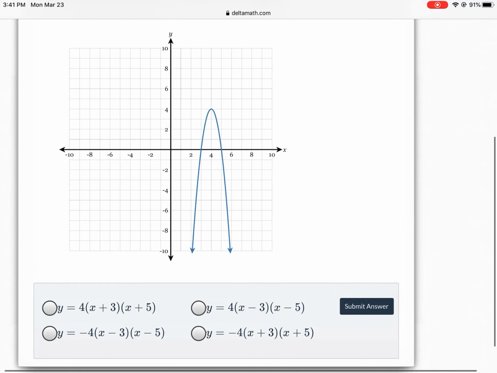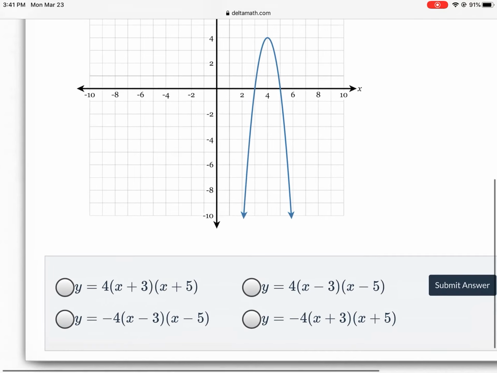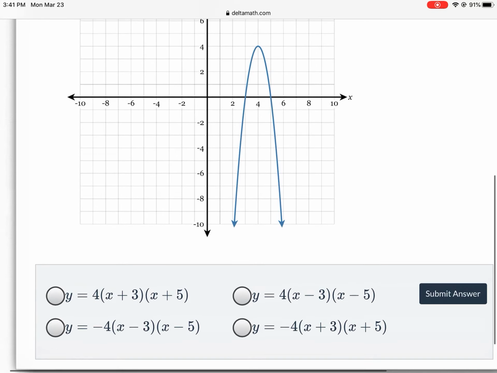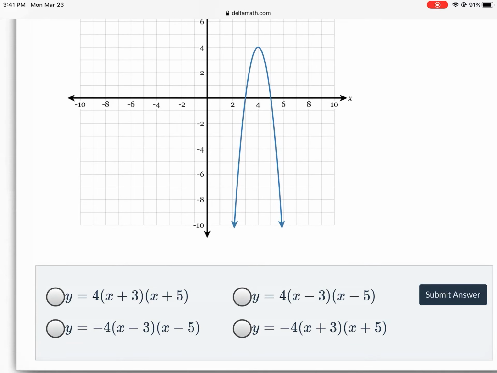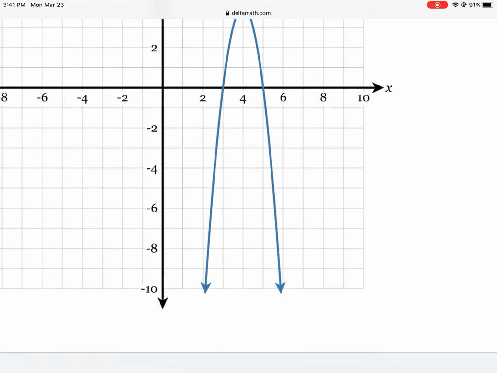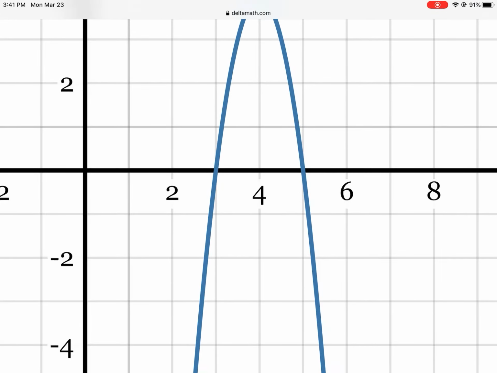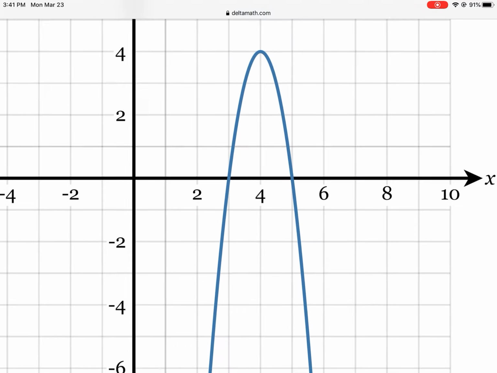One of them is whether it opens up or down, and we can tell that by whether there's a negative sign in front of the equation or not. Another thing we can tell is where the intercepts are. Intercepts is another word for roots, and when I'm saying intercepts, I mean the x-intercepts. So if I look at this graph, I see that the parabola goes through 3 and 5 on the x-axis.